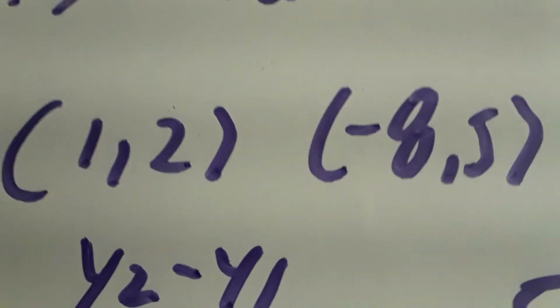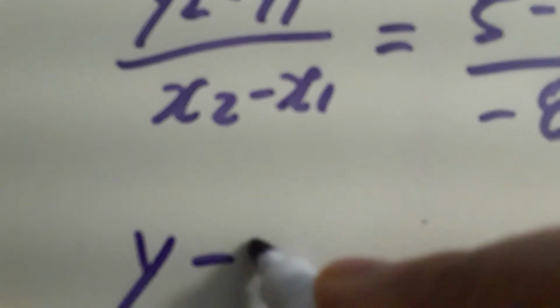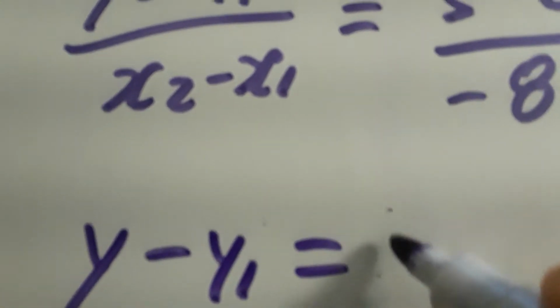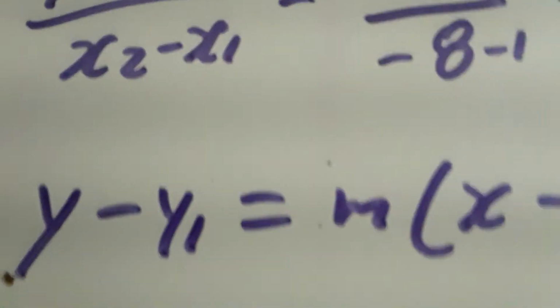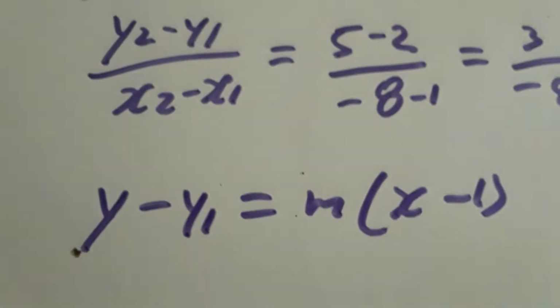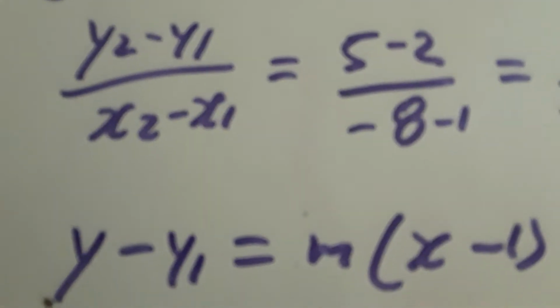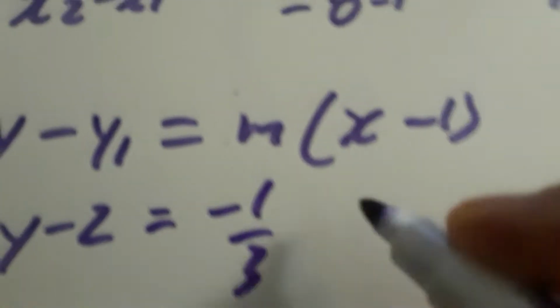And we can take the slope of negative 1/3 and the point 1, 2 and put it into our slope point form, which is y minus y1 equals m for slope, x minus x1. Okay? So I'm going to go ahead and put y minus 2, because 2, again, is our y value, equals negative 1/3. That's our slope.